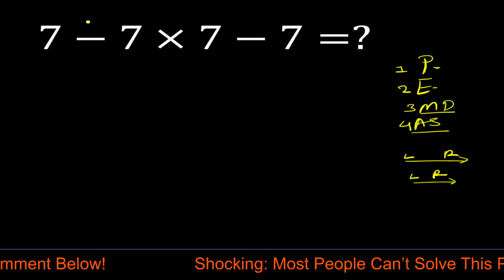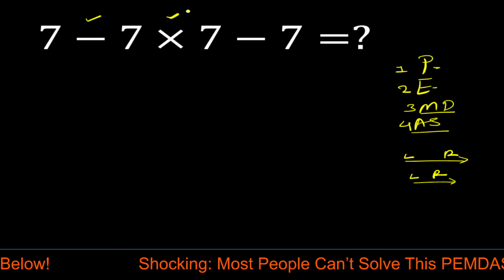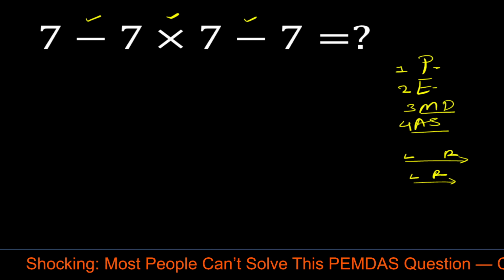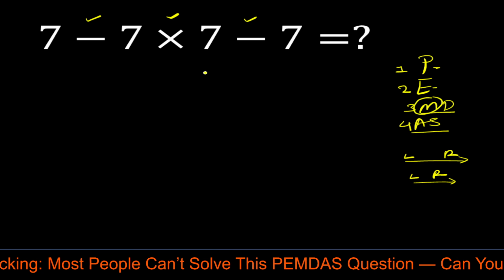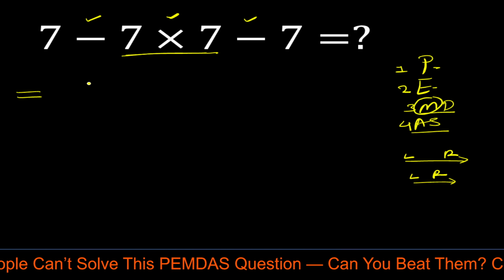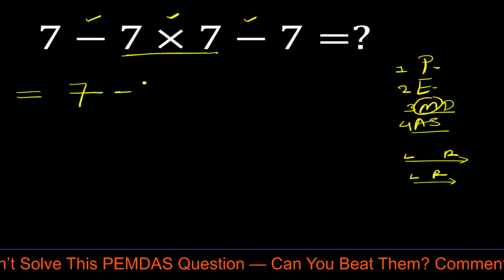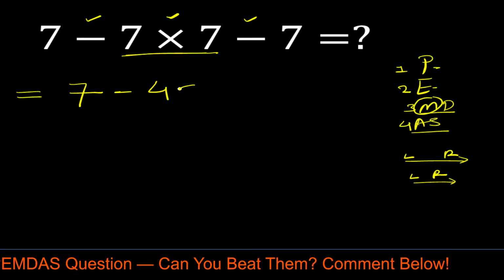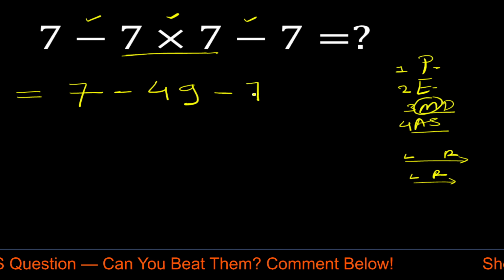So in this question, here we have one subtraction, here multiplication, and here we have another subtraction. So according to PEMDAS, first we have to solve multiplication, right? So first we have to solve this multiplication. So now 7 minus, now solve this multiplication. 7 times 7 is equal to 49 minus 7.